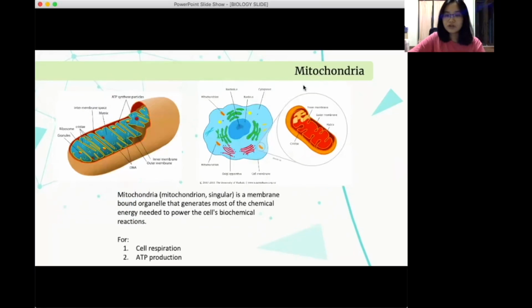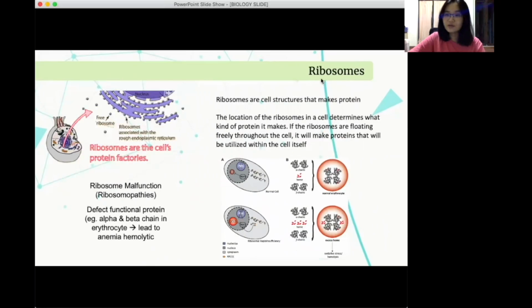Next is mitochondria. The function of mitochondria is to produce ATP and also for cell respiration. The next is ribosomes, cell structures that make protein, but the location of a ribosome in a cell determines what kind of protein it makes.